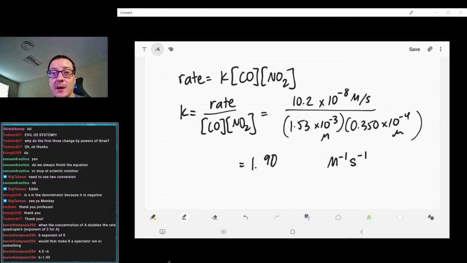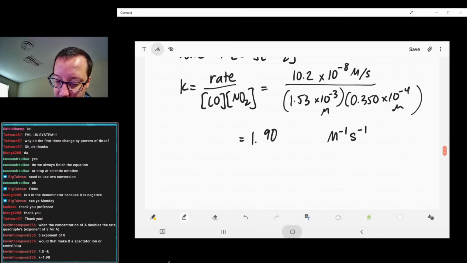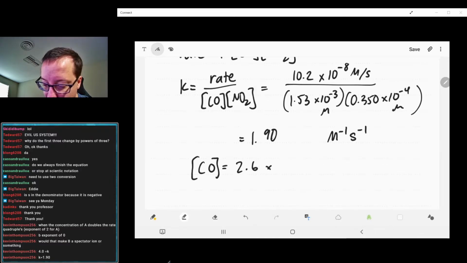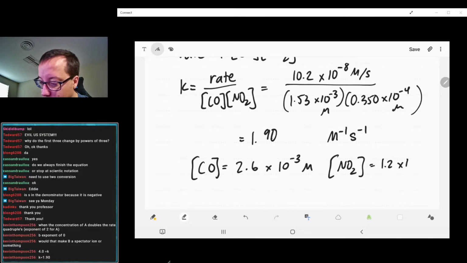So we have our rate constant now. So we can go ahead and apply this constant to some other conditions. Let's throw some out there. Let's say the concentration of carbon monoxide is 2.6 times 10 to the third molar, and nitrogen dioxide is 1.2 times 10 to the negative 4 molar. Let's see what we get. Just throwing out some random concentrations, we can see how to apply this rate law.